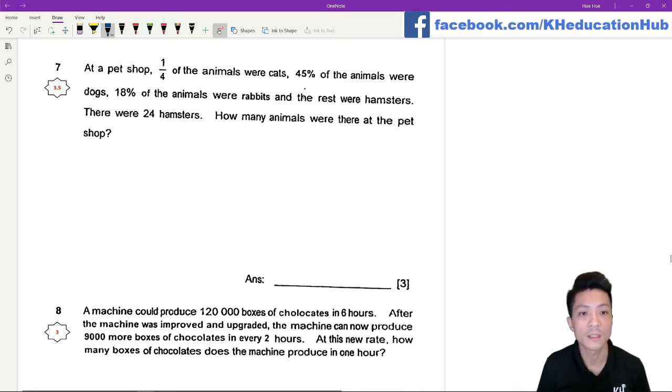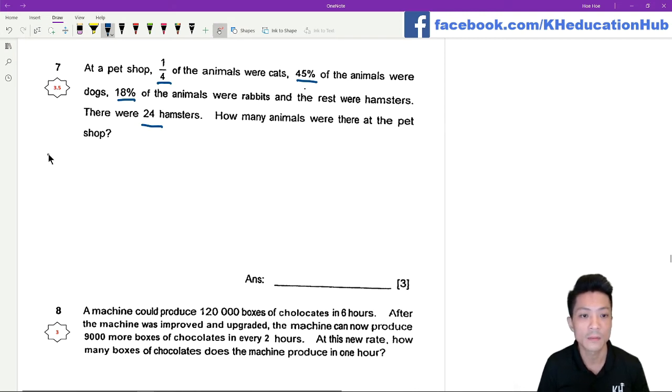Question 7. At the pet shop, a quarter of the animals were cats, 45% of the animals were dogs, 18% of the animals were rabbits, and the rest were hamsters. There were 24 hamsters. How many animals were there at the pet shop?